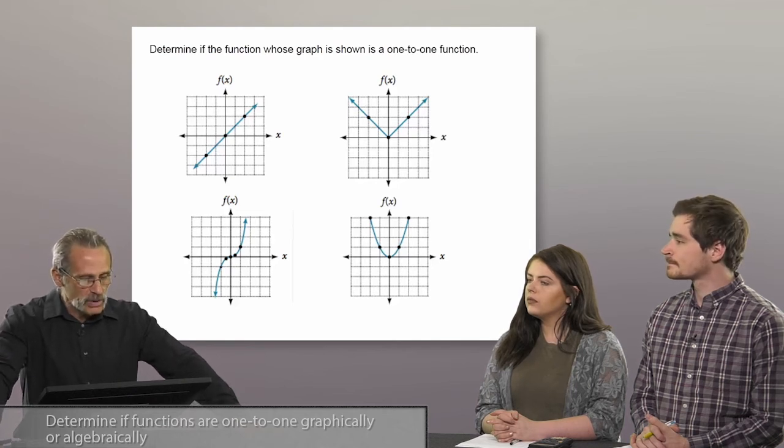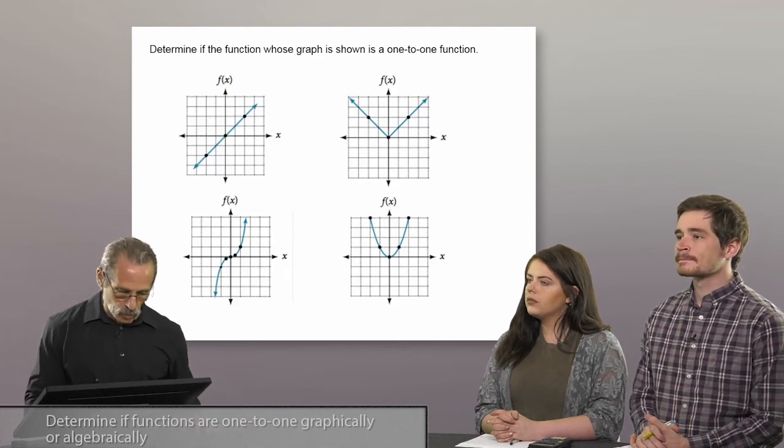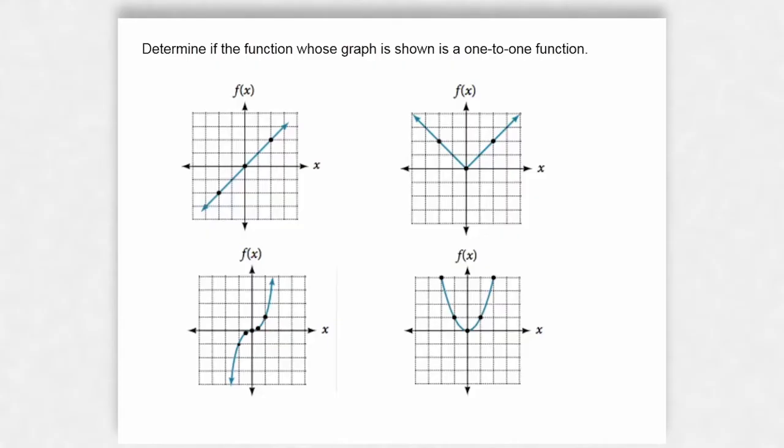We want to determine if the function whose graph is shown is a one-to-one function. As I proceed to draw horizontal lines through the graph of this function, each horizontal line intersects the graph once. So what does that mean as far as this question is concerned? Do we have a one-to-one function? Yes. In the first case, we do. Let's go to the second case.